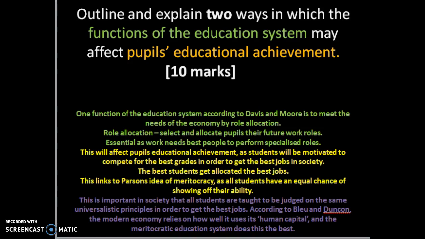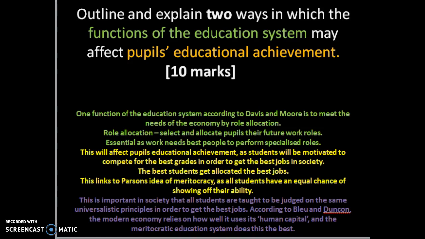So the best students get allocated the best jobs, and I'm applying it to Parsons' idea of meritocracy, because every student has an equal chance of showing off their ability to get the best grades in order to get the best jobs. And then I've linked it to the wider context. This is important in wider society, and this is where I'm analysing it, because we need to ensure that in the case of jobs, you are allocating the best person for the best job. You are judged on the same universal principles to get the best jobs, and it is important that schools do this. According to Blau and Duncan, the modern economy relies on how well it uses its human capital, and the meritocratic education system does this best by doing this role allocation.